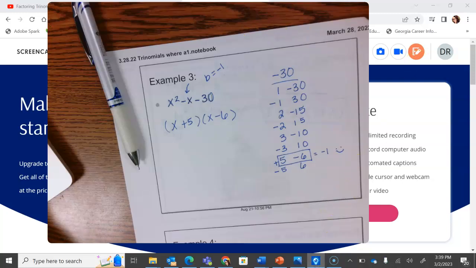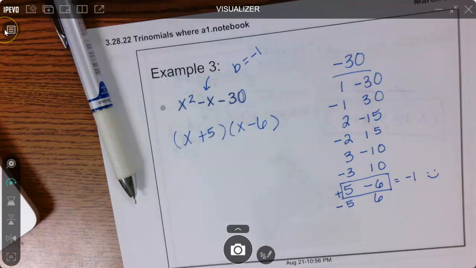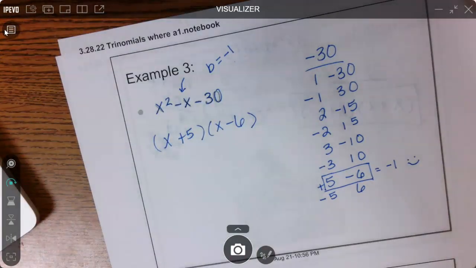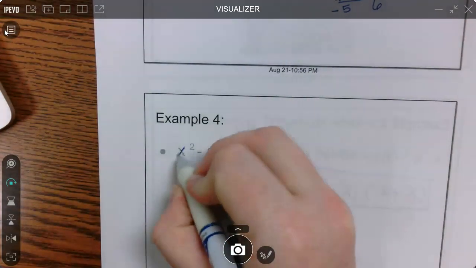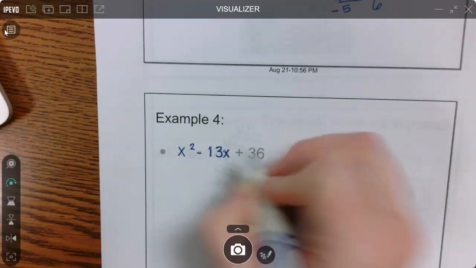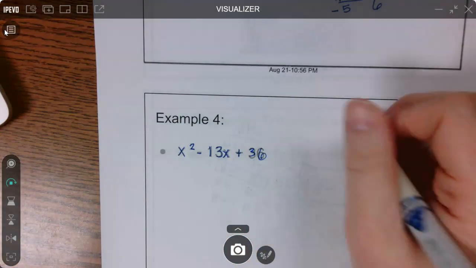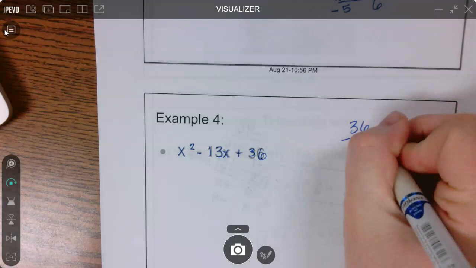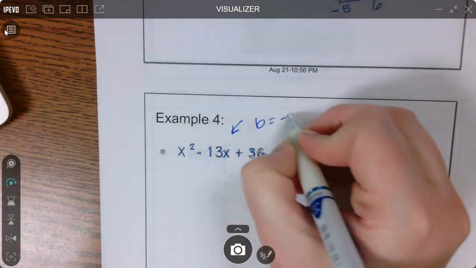Okay, we are back. We are going to do the last 3 examples from the notes for today. So we are on example 4. Example 4 says we have x squared minus 13x plus 36. So we're finding factors of 36 that are going to add to give us our b. Our b is negative 13.